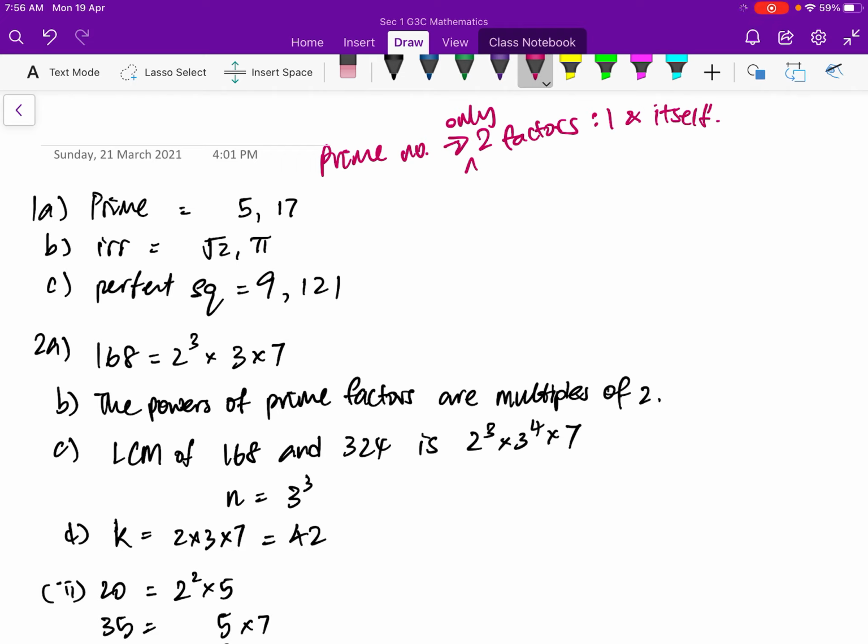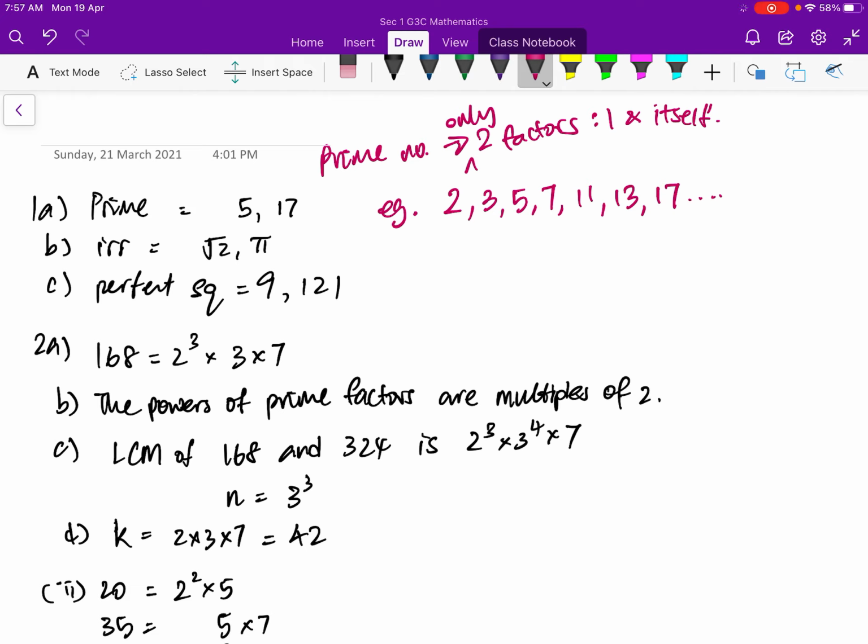So this limits us to only integers, only positive integers, which are greater than 1. The smallest prime number is 2. Example, 2. Then the rest will be odd numbers. No other even number for prime numbers. Okay, so 2, 3, 5, 7. Instead of 9, 9 has more than 2 factors. It has 3 as well. So there is 1, 3, and 9. So 9 is not a prime number. Then we move on to 11, 13, 17, so on and so forth.